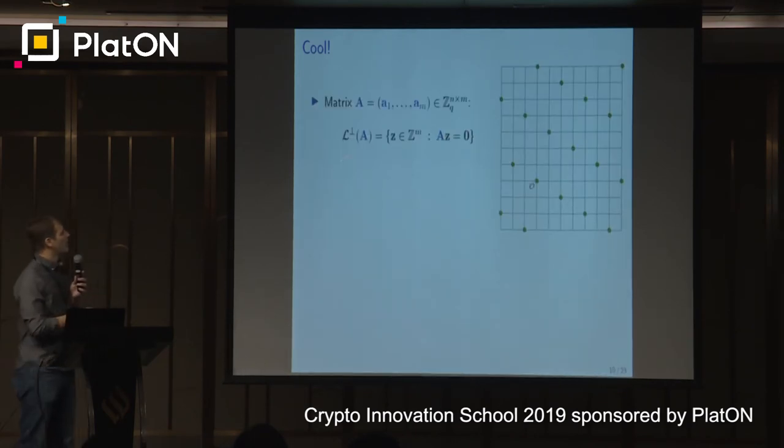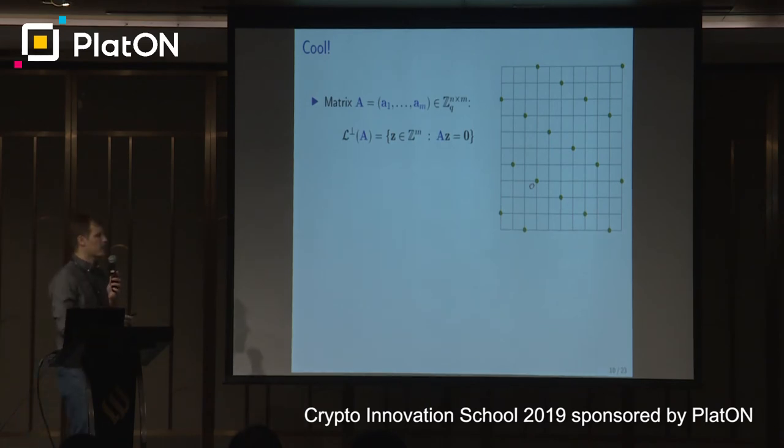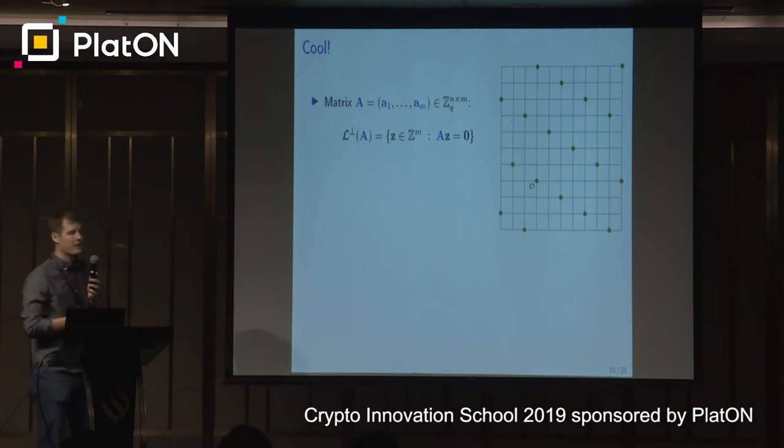When we fix a matrix A, a random matrix A whose columns are A1 through Am, we can define an associated lattice to this matrix A. In the literature, this is known as L-perp. This is the set of all integer vectors z such that Az equals 0. So this is like the set of all solutions that you could get from Gaussian elimination without any restriction on their length. And it turns out that this is a lattice.